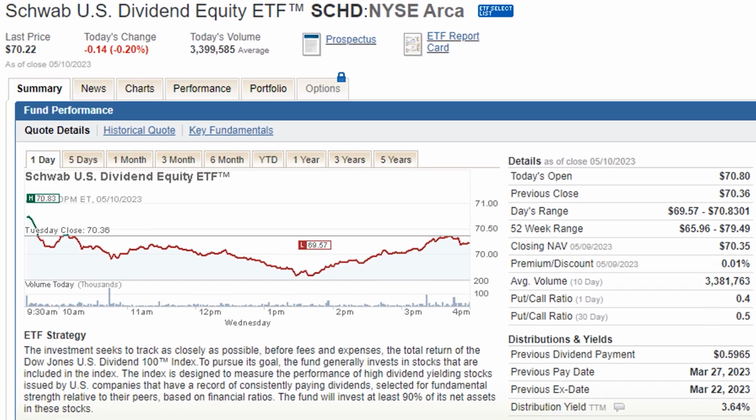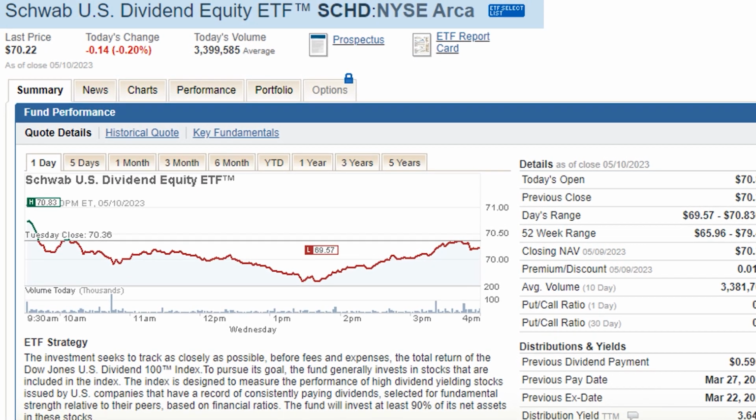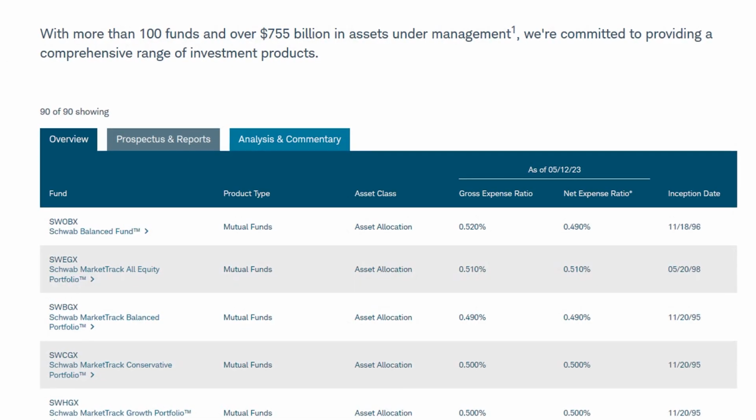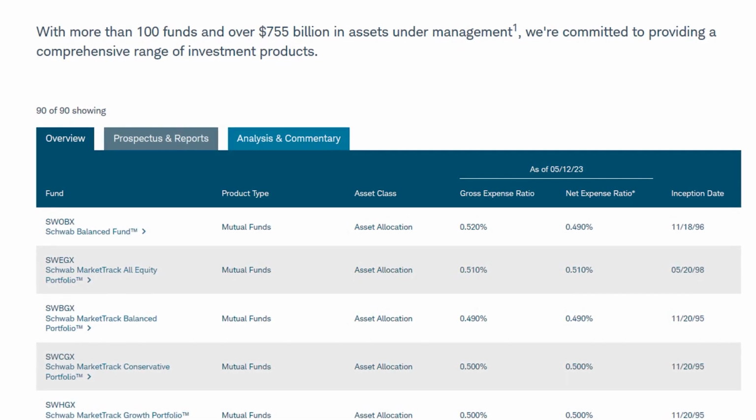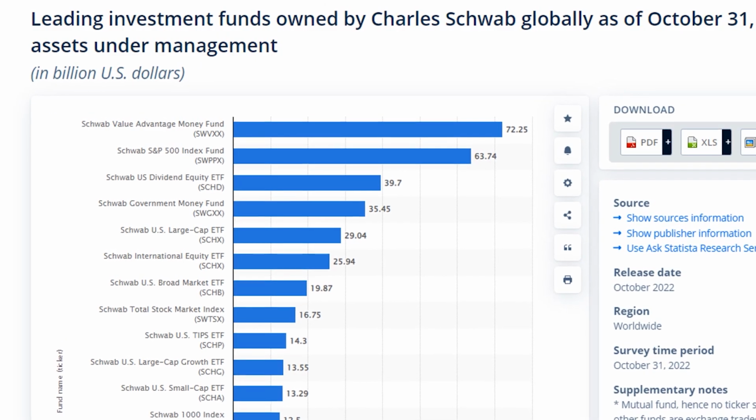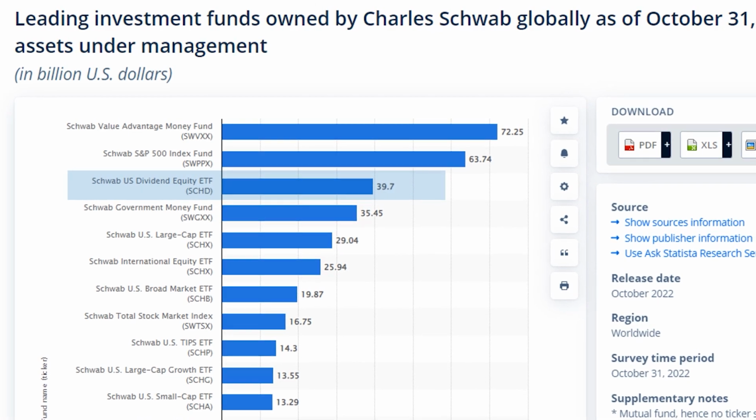SCHD is Schwab's Dividend Equity ETF. If you're not familiar with Schwab, they have a large selection of investments to choose from and $750 billion in assets under management. Of those investments, SCHD comes in third behind their money market fund and their S&P 500 fund in total assets invested at around $46 billion.